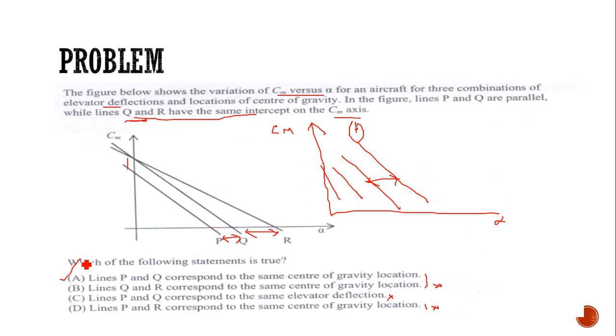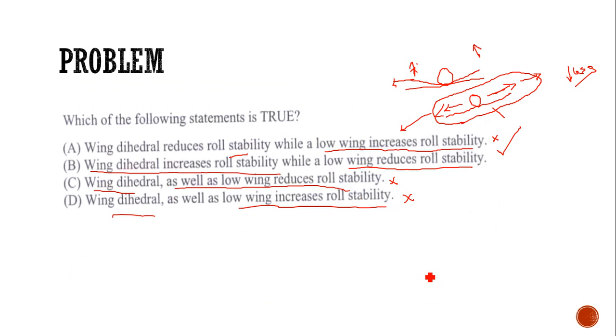So the answer is line P and Q correspond to the same center of gravity location. For elevator deflections, the lines will be parallel only. Parallel lines shift from one angle of attack to another because there is a deflection in the elevator angle. That's why the lines will be shifted. Okay, so the answer is lines P and Q correspond to the same center of gravity location.